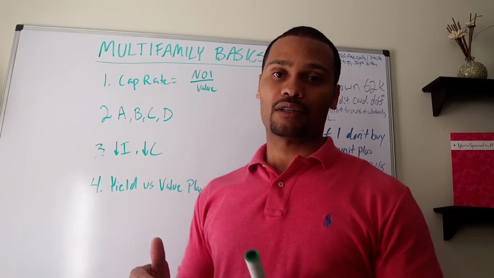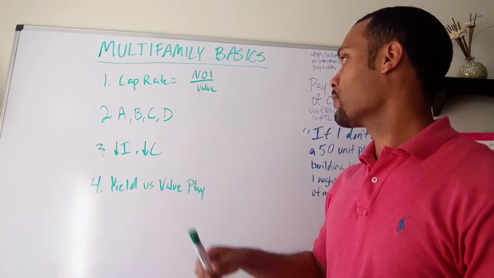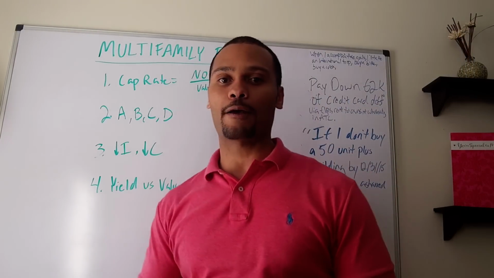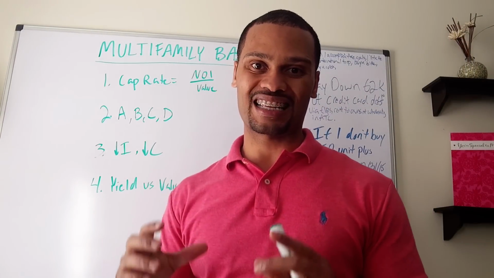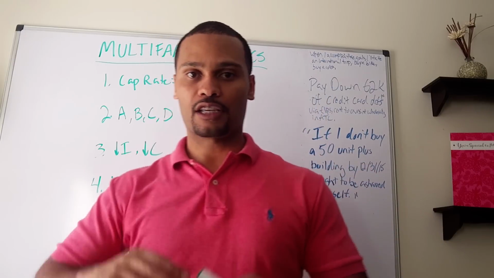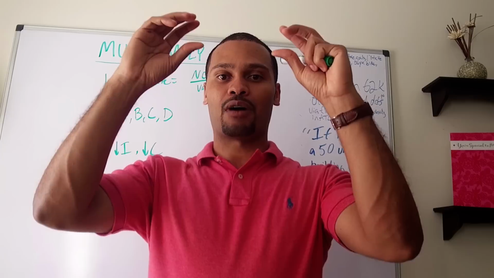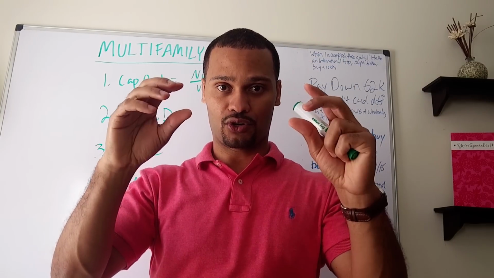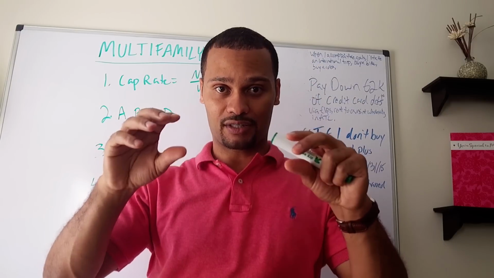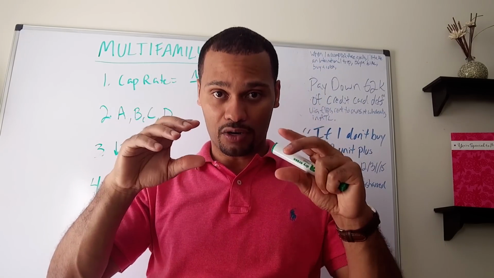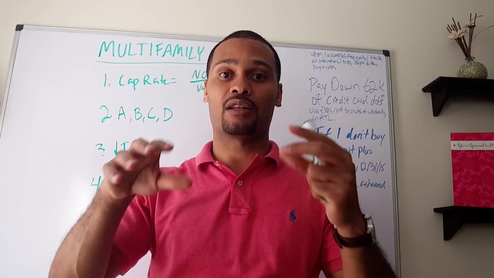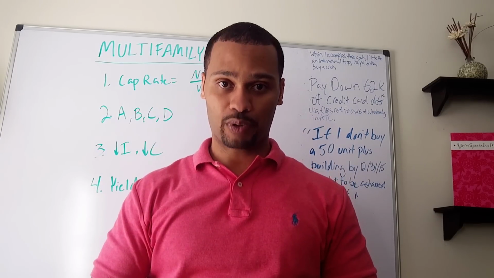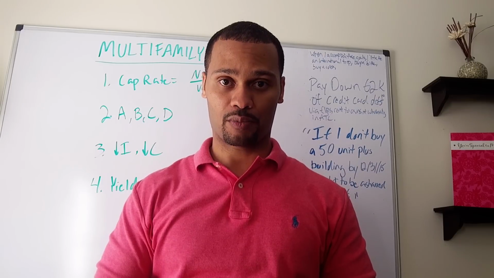Okay? And a cap rate is really determined by this equation. The cap rate is equal to the NOI over the value. The NOI is the net operating income, which is basically your gross rents minus all your expenses. Your taxes, your insurance, your maintenance, your vacancy allowance, lawn care, property management, utilities if you pay for utilities, any other operating expense that can occur on this apartment building.